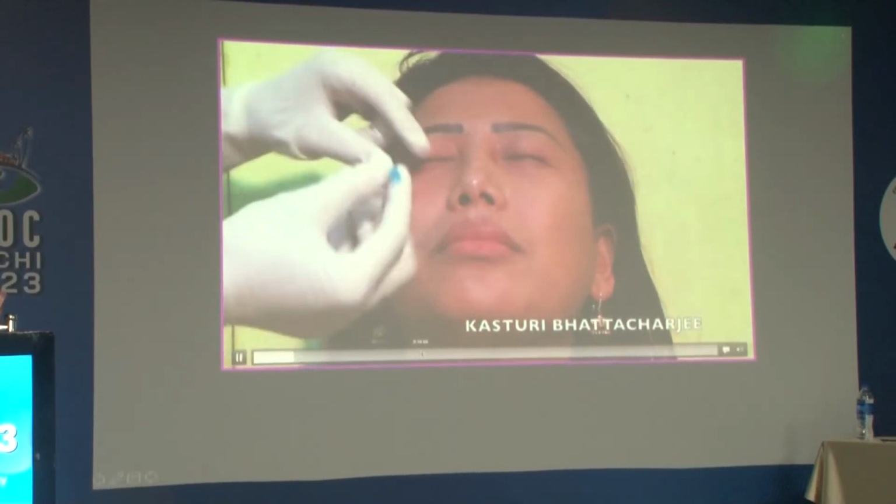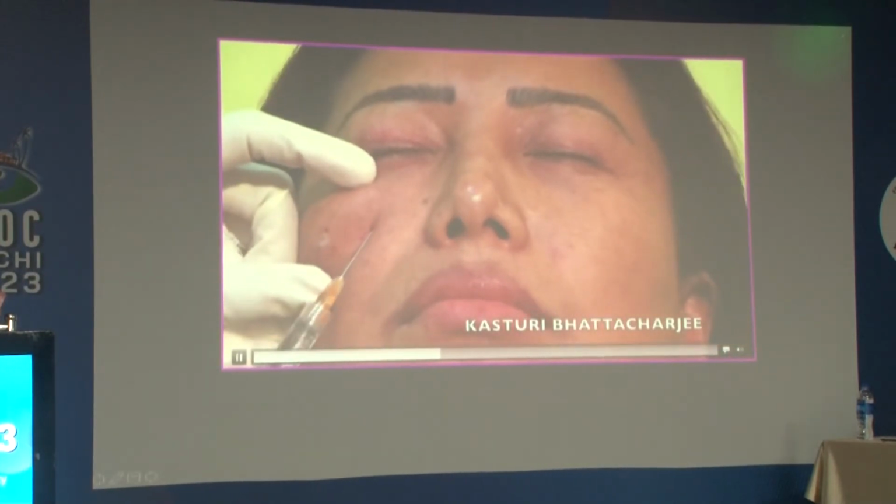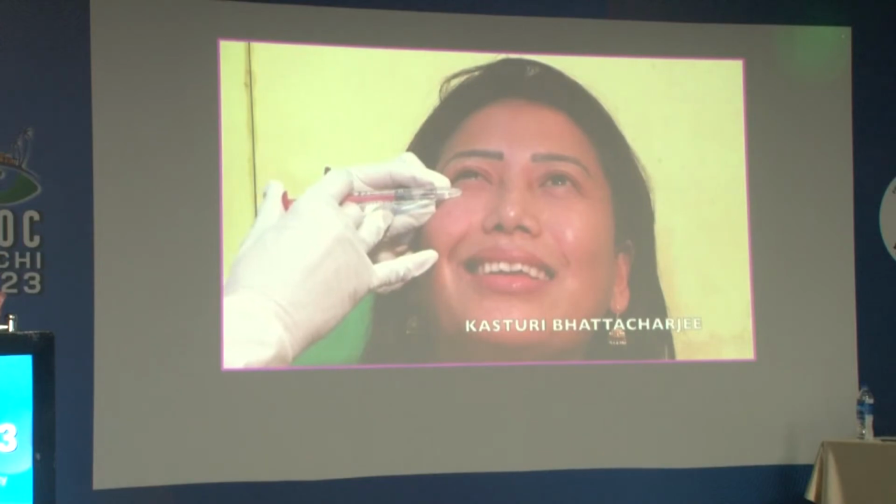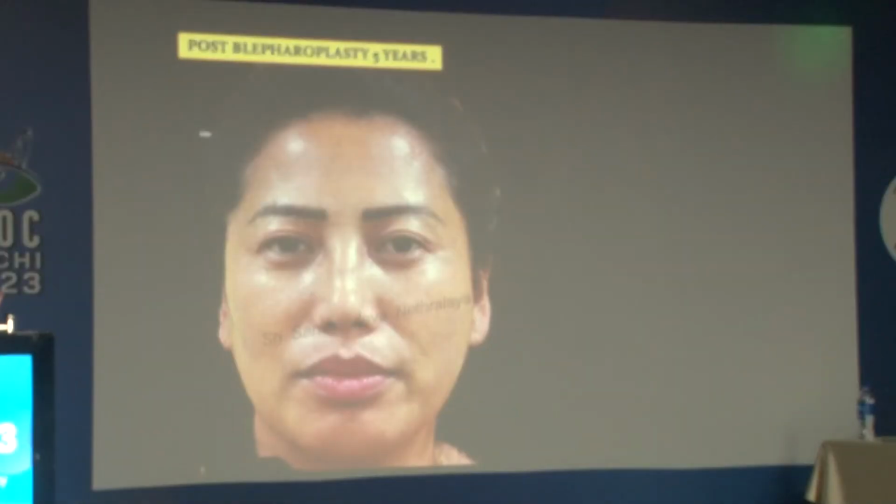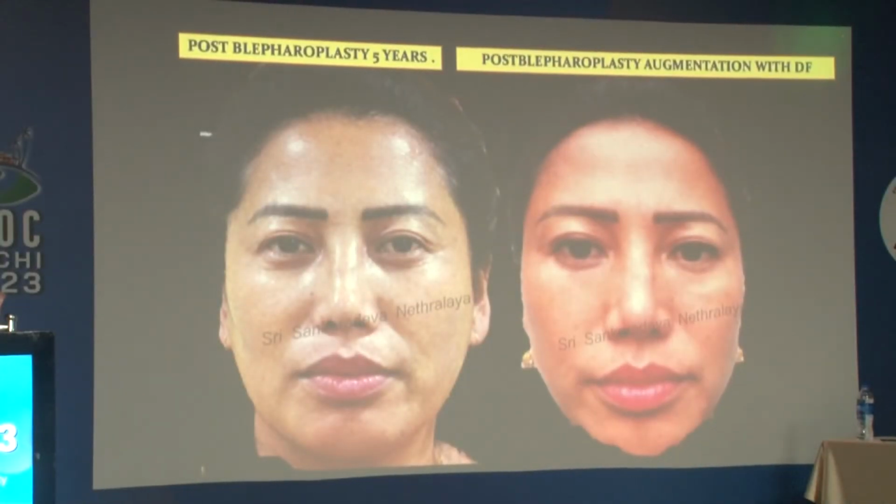So these patients really work good when you do an augmentation with filler post surgery, and the results are really very good. You can fill up their tears and also conceal the fat. So these are some of the patients that I like to share.